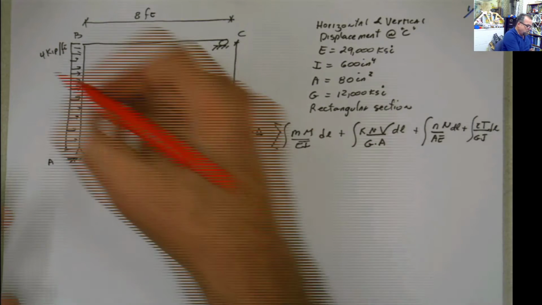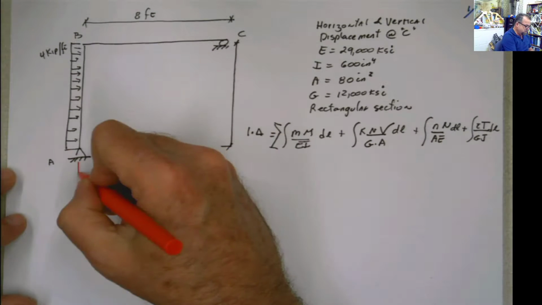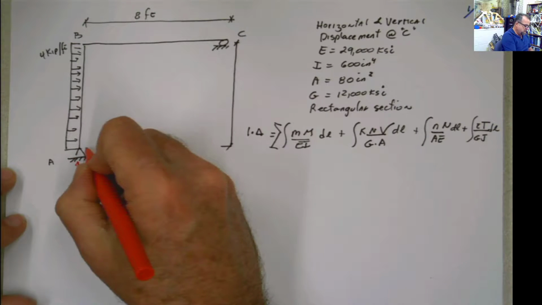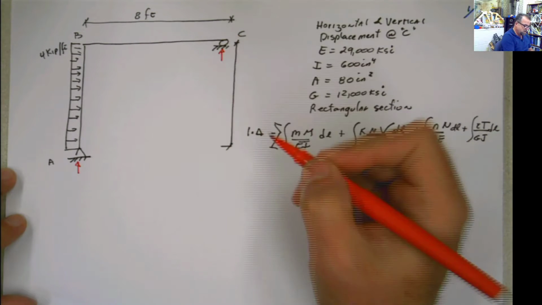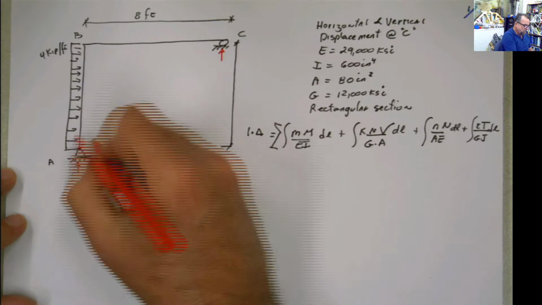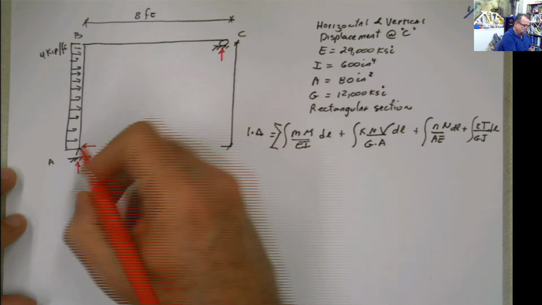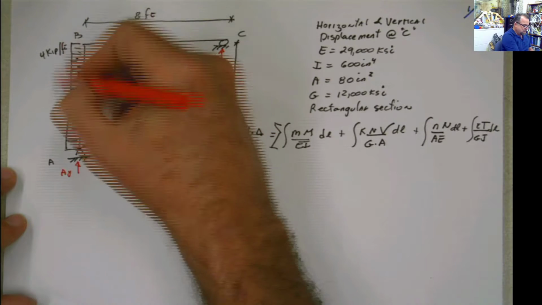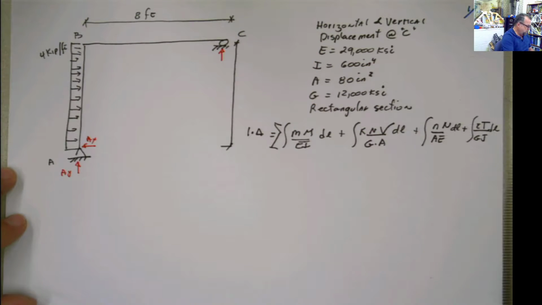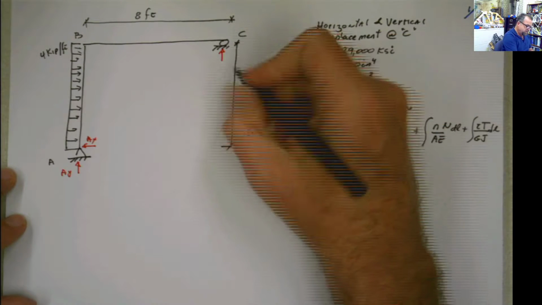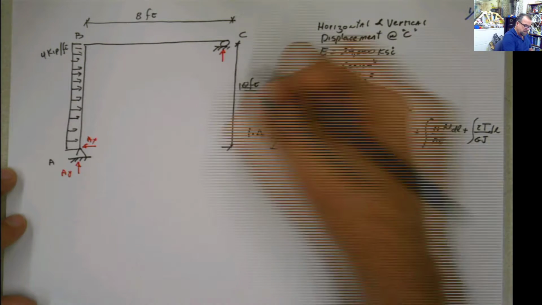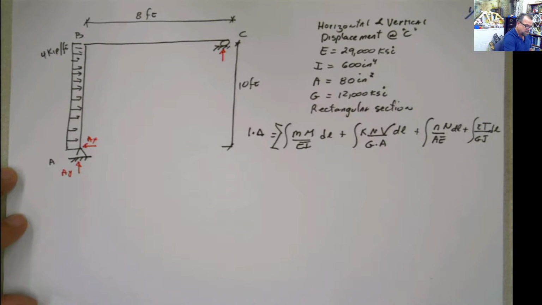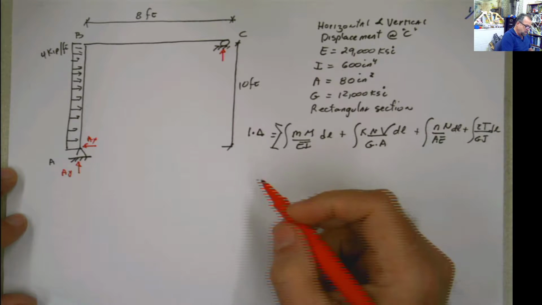First step, as always, is calculating the reactions. So you're going to have a pin here, with two reactions, and this one is going to be like that. I only have one horizontal reaction at all. This is Ay, this is Ax, and this is the total load. I didn't put this distance, but it is 10 feet, 10 feet, 10 feet, 10 feet. There you go, 10 feet.